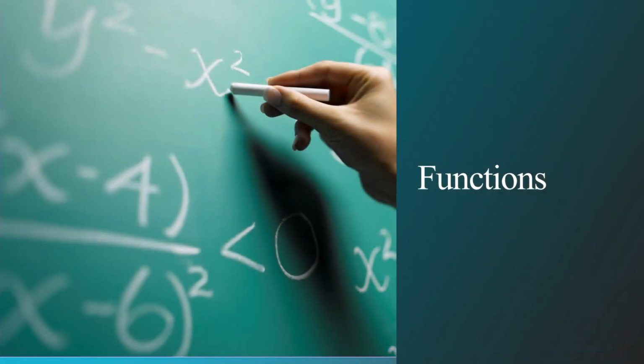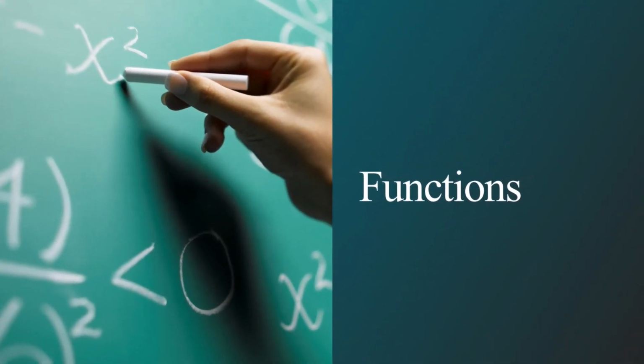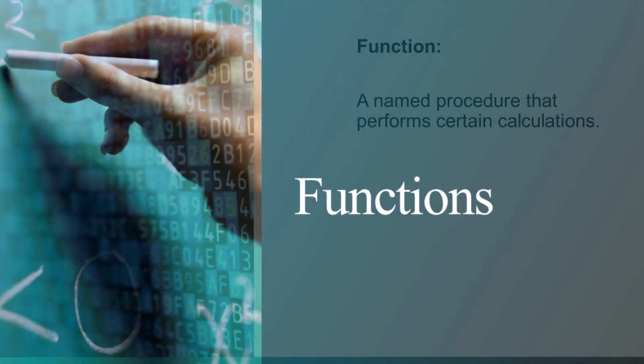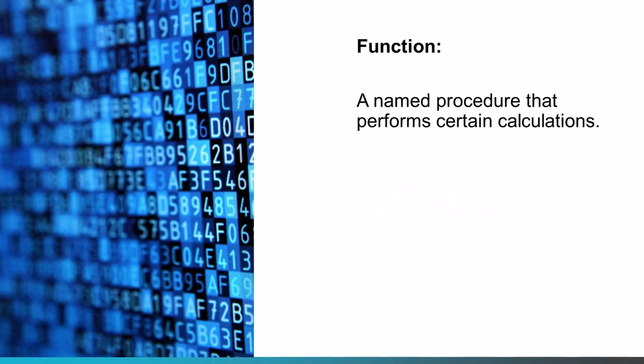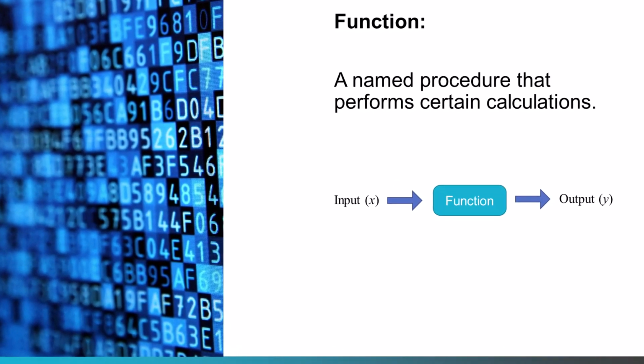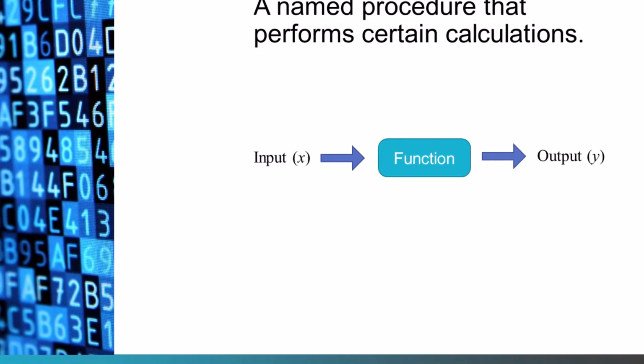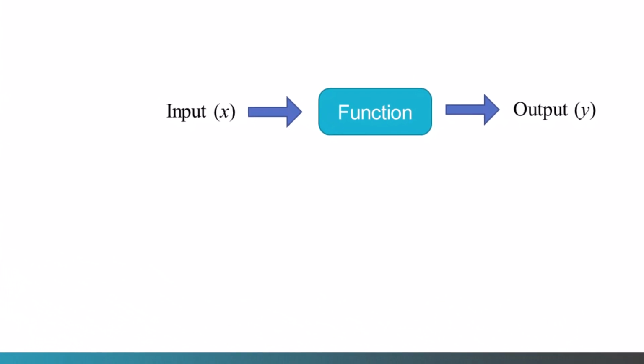In computer programming, a function is a named set of instructions that achieves a specific outcome. In mathematics, a function serves a similar purpose. It is a named procedure that performs certain calculations. A function takes an input, processes it according to a set of rules or operations, and produces an output.